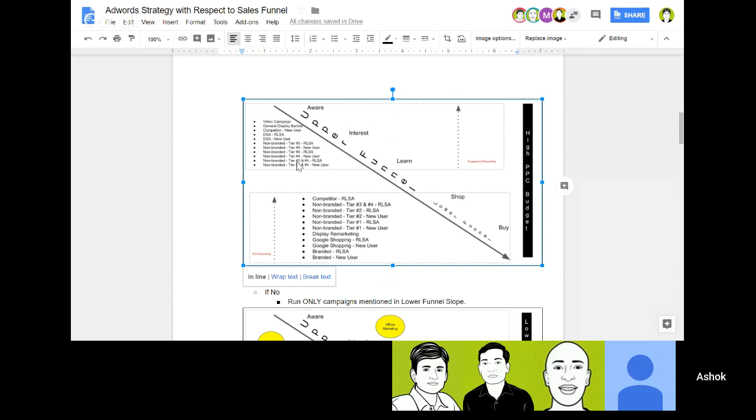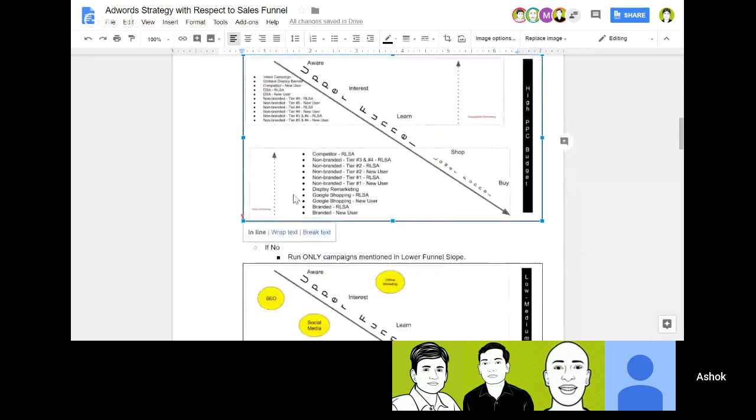Okay, sorry, this should not be here. Tier 3 and 4 RLSA already comes up here. We need to remove it. So tier 4 and tier 5. Then DSA, competitor, and video campaign. They all focus on upper funnel audience. That means you cannot expect direct return, but for sure they're gonna help you engage more people with your product or business.